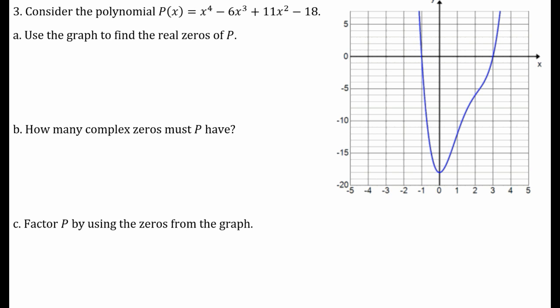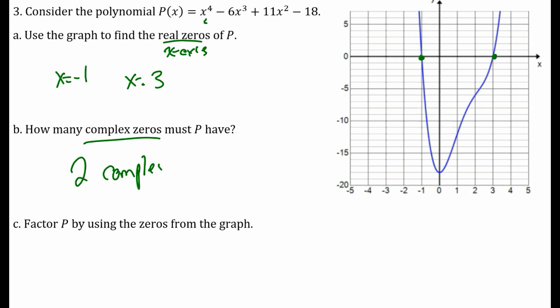Number 3, consider the polynomial p of x. Use the graph to find the real zeros of p. Well, the real zeros are where I hit the x-axis. Those are my x-intercepts. So it appears to be at x equals negative 1 and x equals 3. Those are my real zeros there. How many complex zeros must it have? Well, it's a degree 4 polynomial. I have 2 real zeros, which means I have to have 2 complex zeros. Because if it's a degree 4 polynomial, I should have 4 zeros between my real numbers and my complex numbers.